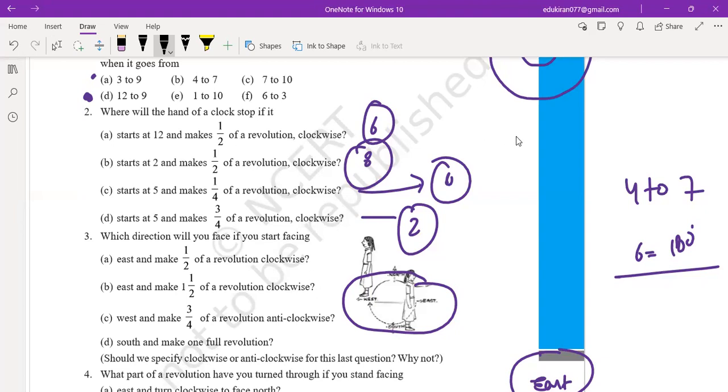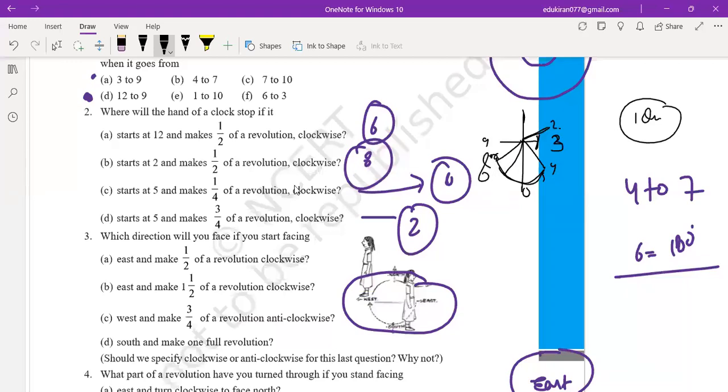Ma'am, it will start at 2. Okay, from here it makes half of the revolution. It is starting at 2 from here. Half means here. If it starts from 3, the half would be at 9. If it's starting from here, I told you to make one quarter, you need 3. So it's 4, 5, 6. So 1, 2 and 3. 1 will be completed here, right? And the next one would be here, right? Second quarter. Fine. So it will stop at 8.